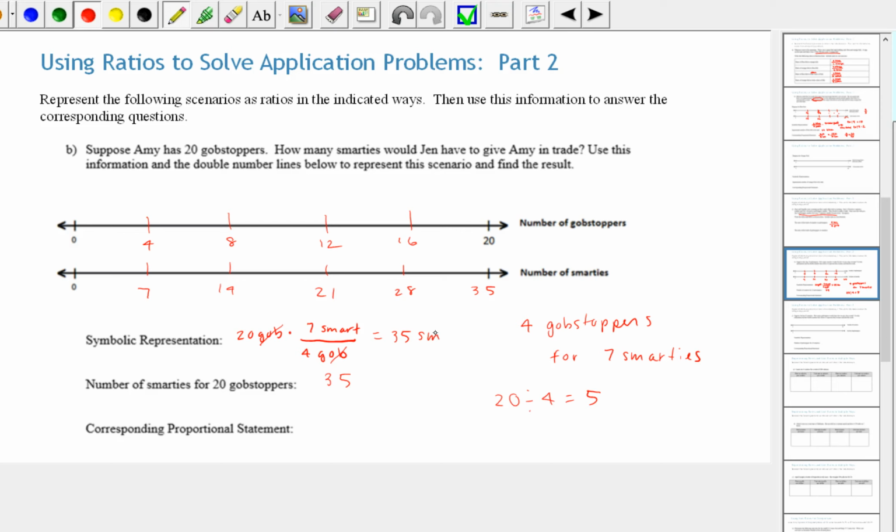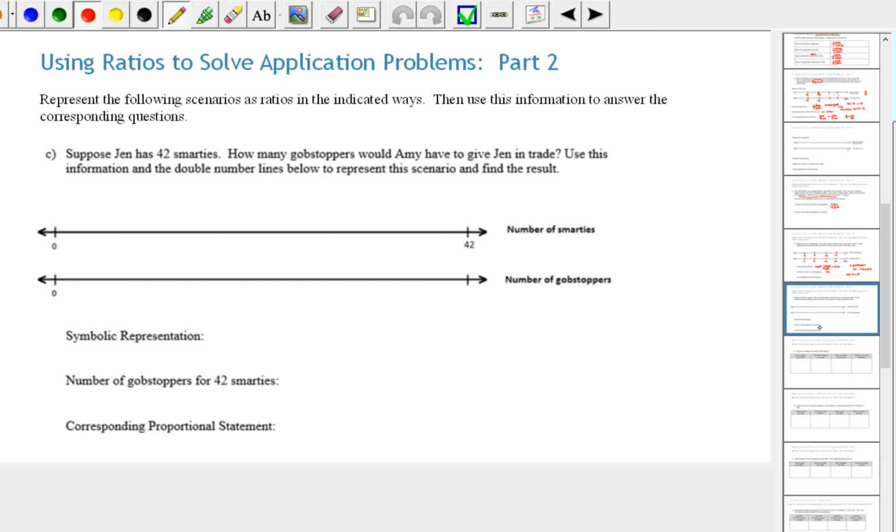So notice this was a part-to-part comparison. We didn't know anything about totals. We knew the total number of gobstoppers, but not the total number of gobstoppers and Smarties. So this one was a little bit different than the last one. And notice how this unit analysis really helps them set up the proper ratio to multiply. This is the same idea, but now you're starting with Smarties and going to gobstoppers.